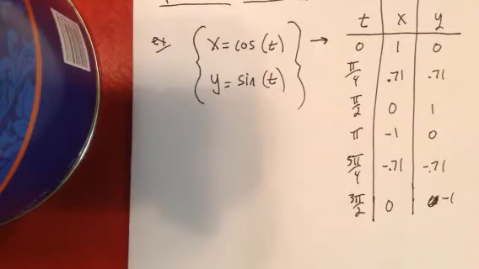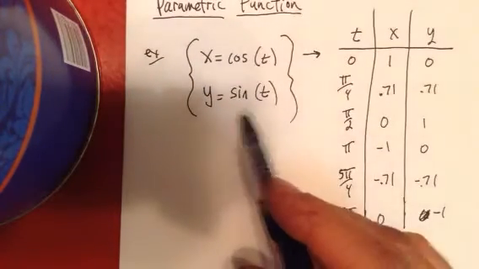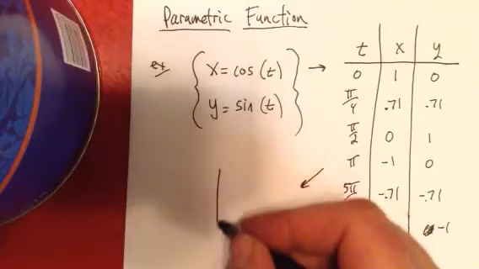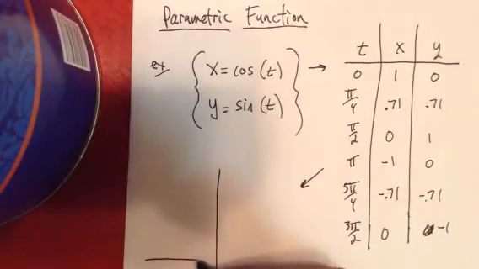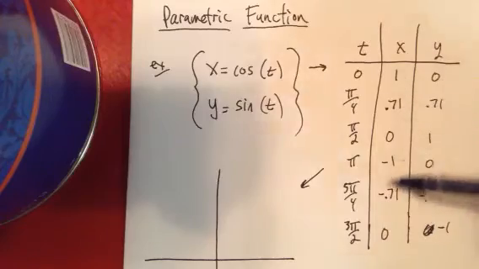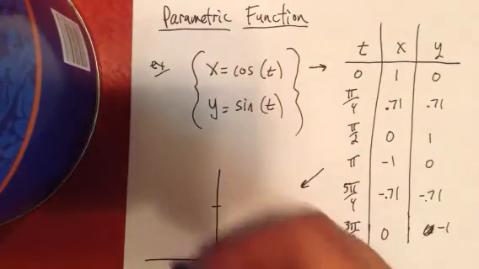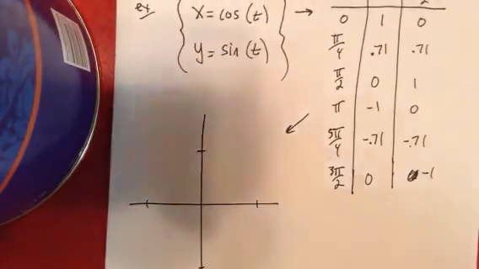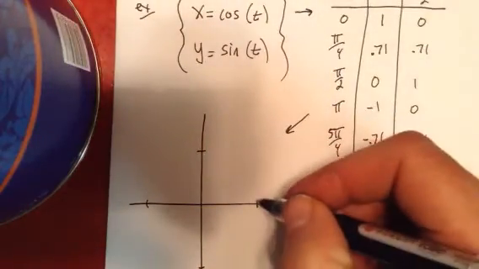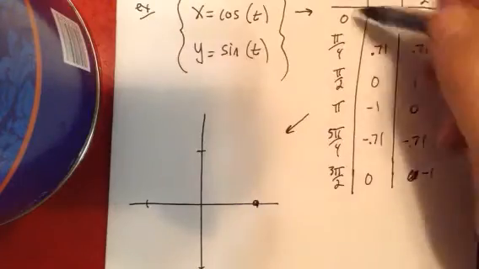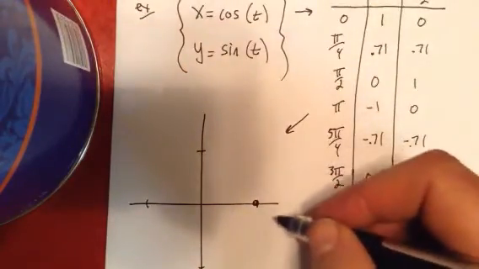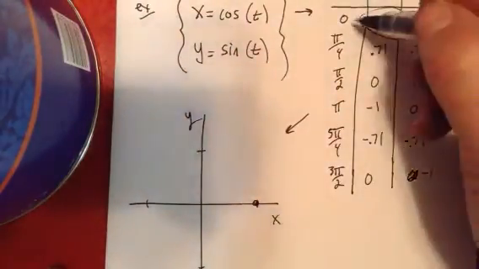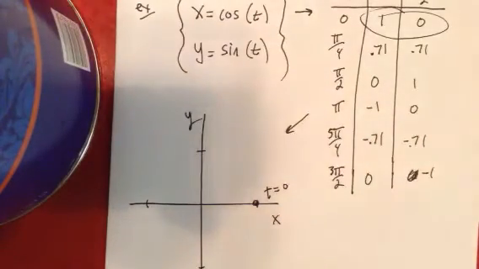Okay, this is basic function land. We've got our equation, turned it into a chart. Now we make a graph. Biggest x value is 1. Biggest y value is 1. See if I can fit that all on the screen there. So our first point is x is 1, y is 0. And we label each of these with their t value here. This is the x-axis. This is the y-axis. We're graphing that point, but that point has associated with it t equals 0.